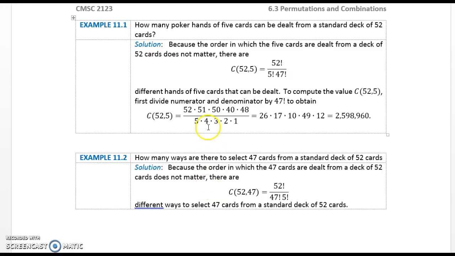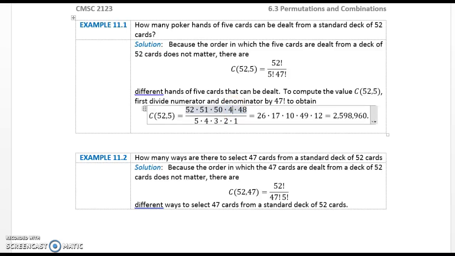first divide the numerator and denominator by 47 factorial to obtain 52 times 51 times 50 times 49 times 48, over 5 factorial, to obtain 26 times 17 times 10 times 49 times 12, or 2,598,960.